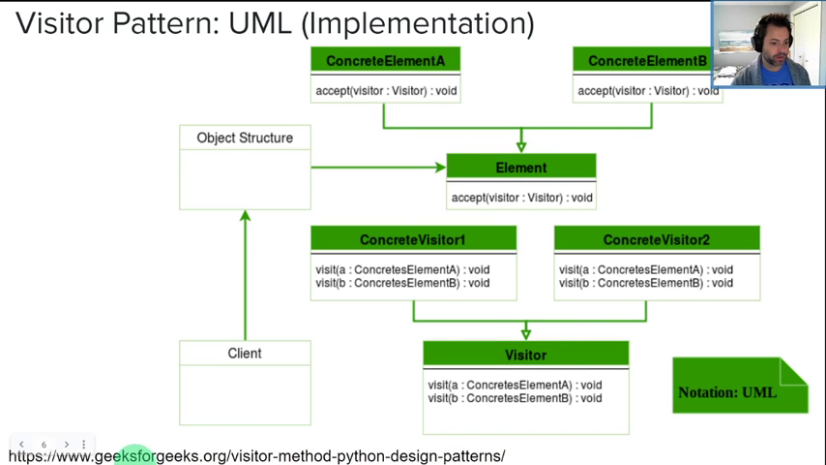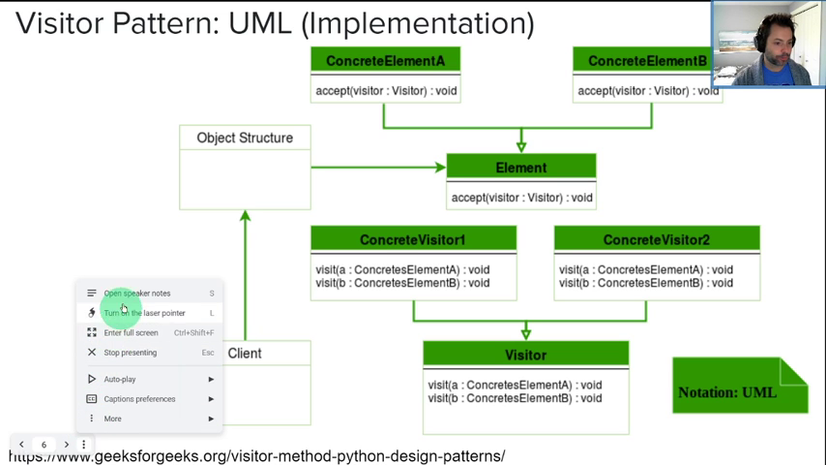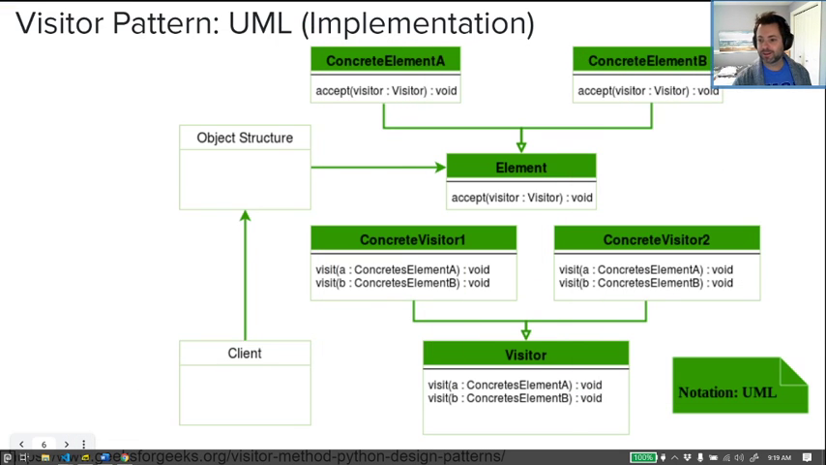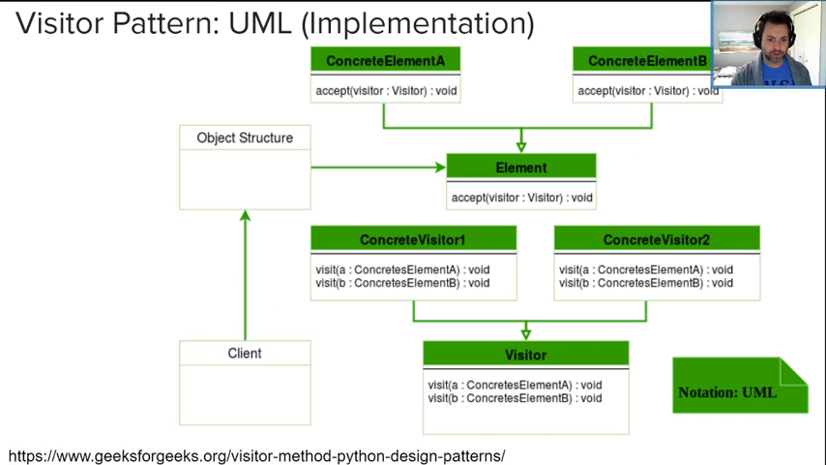And this is probably not super great to just understand at the outset. So I pulled this off of the Geeks for Geeks website, which is a great little technical blog for explaining a lot of these things. I've got the link hidden there under my taskbar. There it is. But what we have here are elements, concrete elements, visitors and concrete visitors.